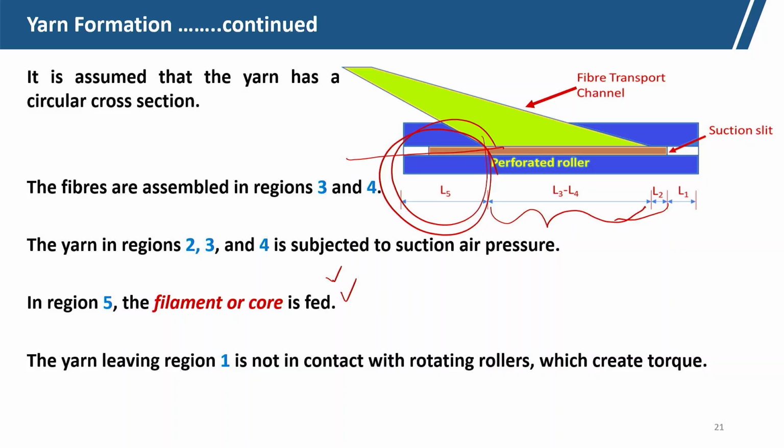The yarn leaving region 1 is not in contact with the rotating roller. That is why the yarn comes out from this rotating roller, because there is no torque, and it immediately comes out because suction is not there.